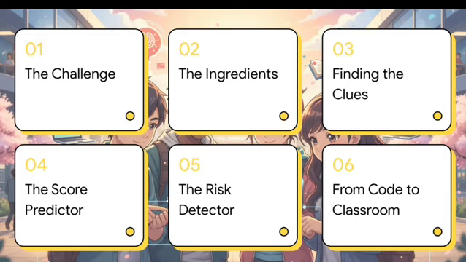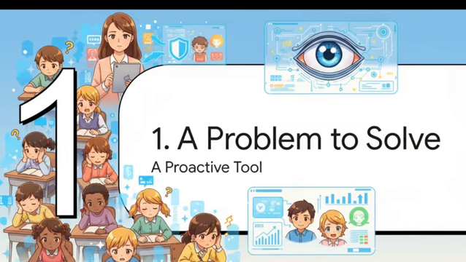Alright, here's our game plan. We will kick things off with the challenge we are trying to solve. Then, we'll look at the ingredients, obviously, the data. After that, we will go hunting for clues and patterns. From there, we will build not just one, but two predictive models. And then, we will see how it all comes together, from the code to an actual classroom scenario.